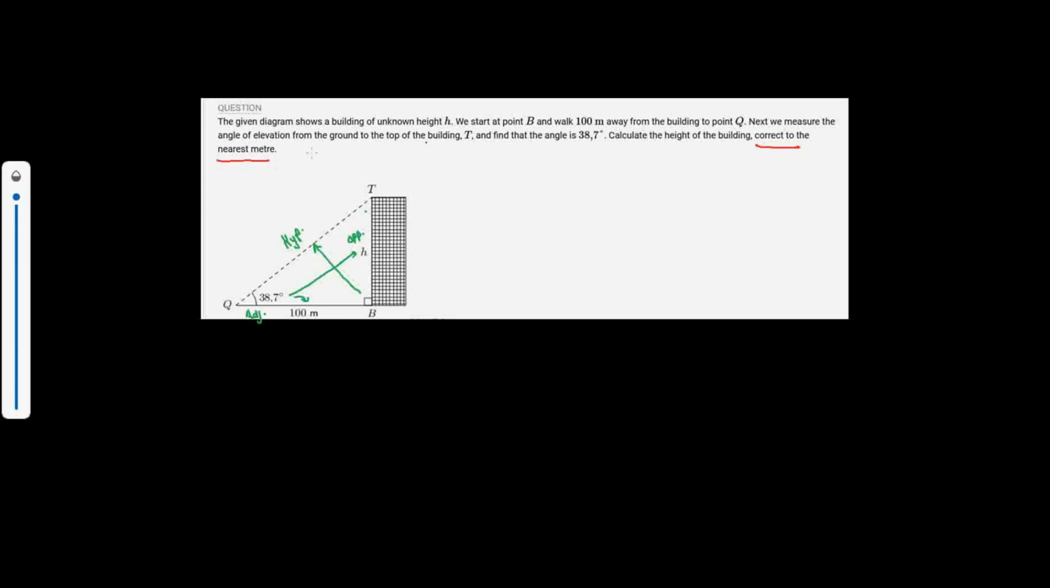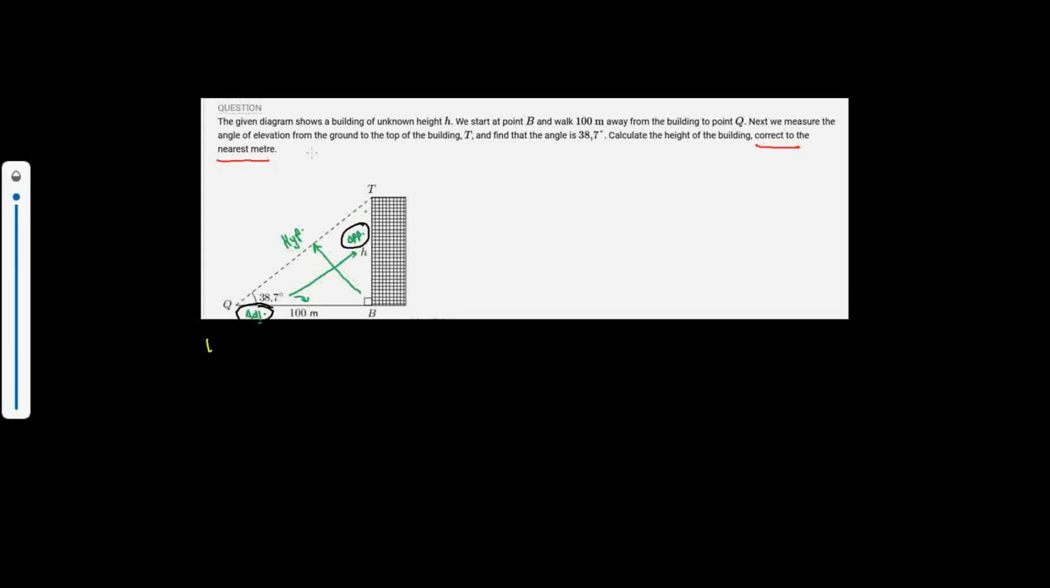Right, let me get this right. Which trig ratio involves the opposite? And which side are we given? We are given 100 meters, which is the adjacent side. So which trig ratio involves opposite and adjacent? That will be tan, the tangent of the angle.